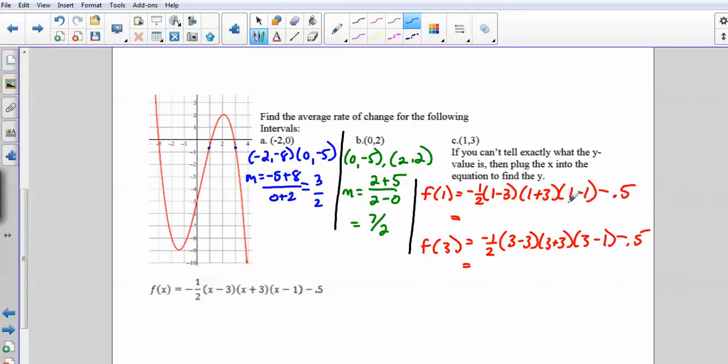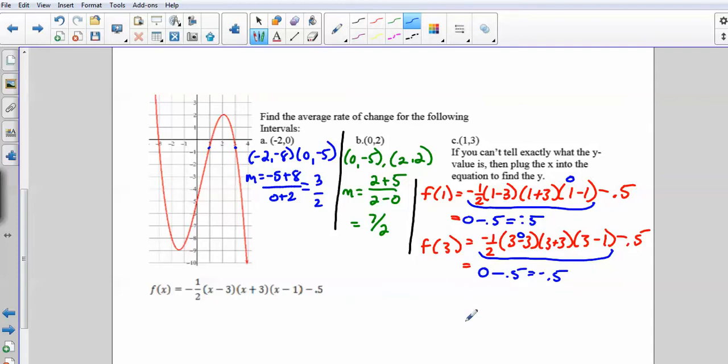1 minus 1 is 0, and 0 times all of this is going to make this whole product 0. So this is all 0. I get 0 minus 0.5, which is just -0.5. And when I plug 3 in, 3 minus 3 is 0, and 0 times all of this gives me a product of 0 as well. So I get 0 minus 0.5, and they are both actually -0.5.